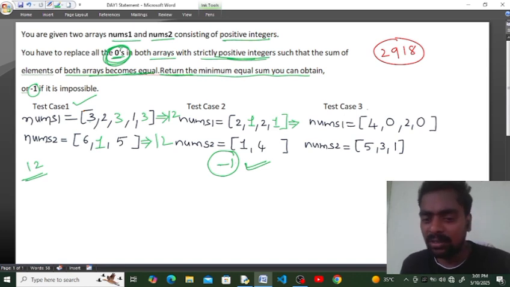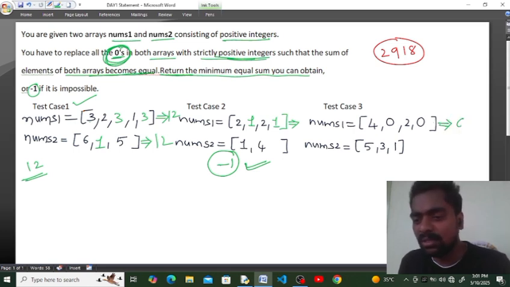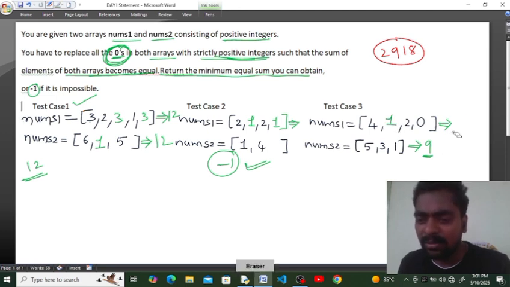So let's move on to the third test case. Let me write the sum of nums 1. The first array sum is 6 and the second array sum is 9. So here 9 is bigger, 6 is smaller. So to bring this 6 up, you have to increment nums 1, right? So first of all, the first zero is there. Keep 1 here. So now what is my total sum here? It will be 7.